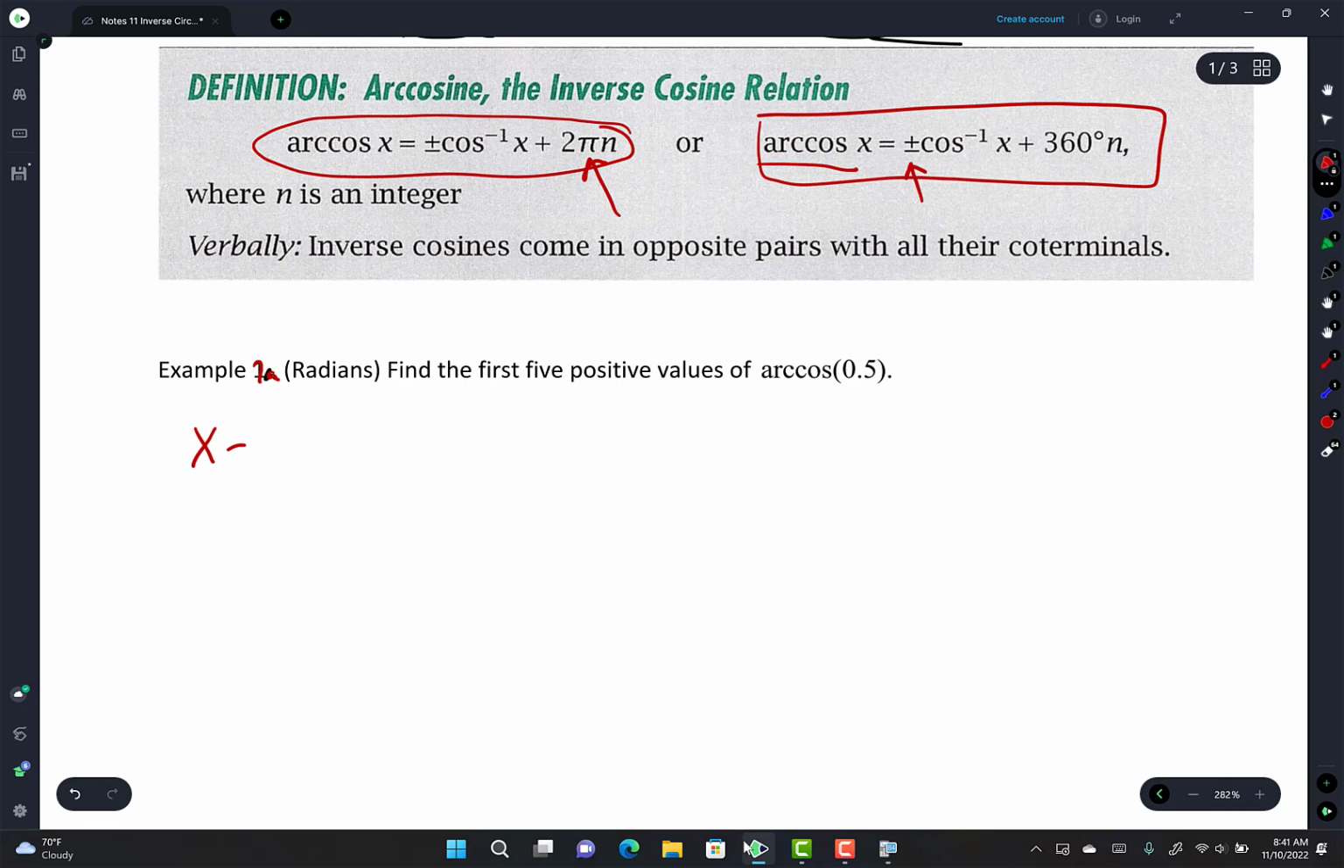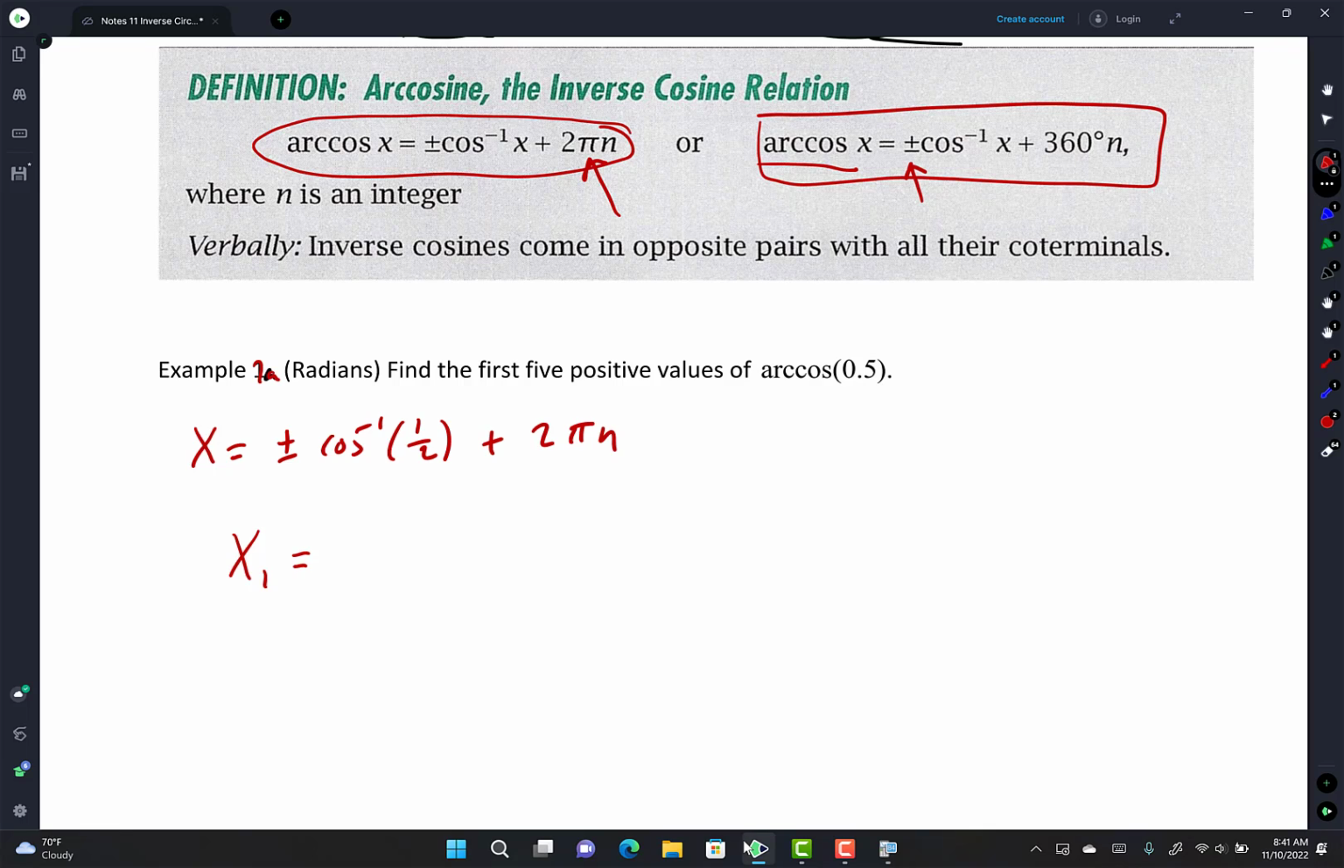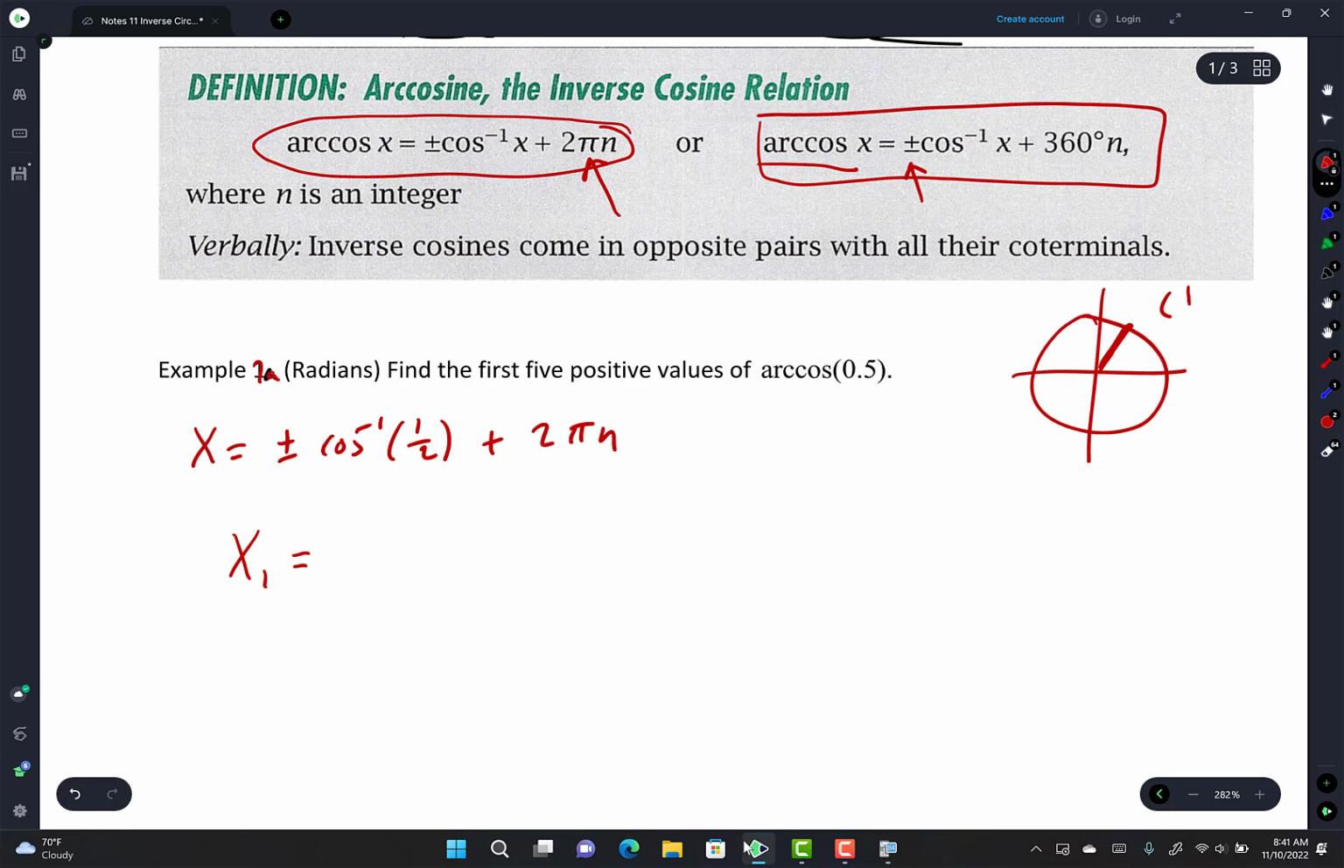So here we go. X equals plus minus arc cosine of 0.5 is the same thing as a half plus 2 pi n. And it wants the first 5 positive values of arc cosine 0.5. So on the unit circle, which is the first radian, you told me earlier, that I hit 0.5 for cosine? Perfect. Pi over 3 is my first answer, because it says first 5 positive. The next answer is going to be, do you guys remember the next answer? 5 pi over 3. Now, I know what you're saying. Chavez, didn't you just say plus minus?